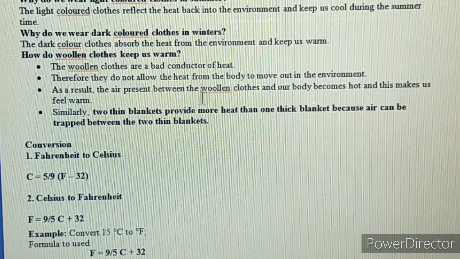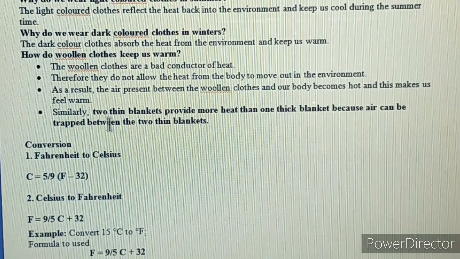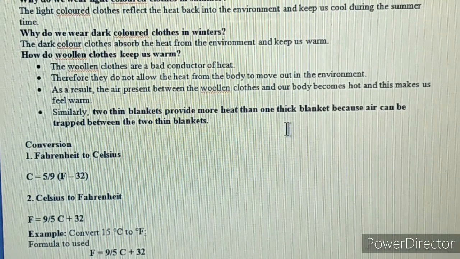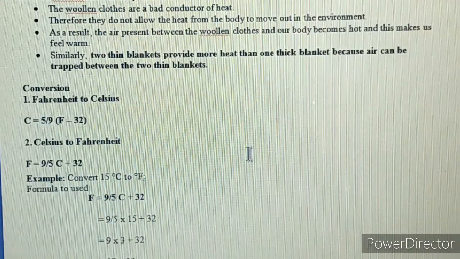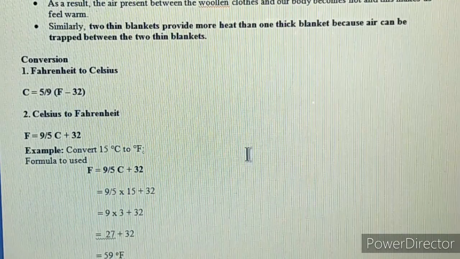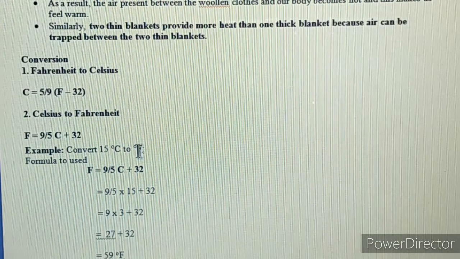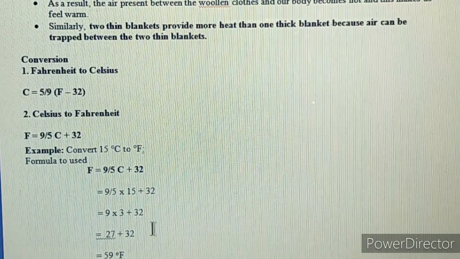As a result, the air present between the woolen clothes and our body becomes hot, and this makes us feel warm. Similarly, two thin blankets provide more heat than a thick blanket, because air can be trapped between the two thin blankets. So we should always have two thin blankets, which provide more heat than one thick blanket.